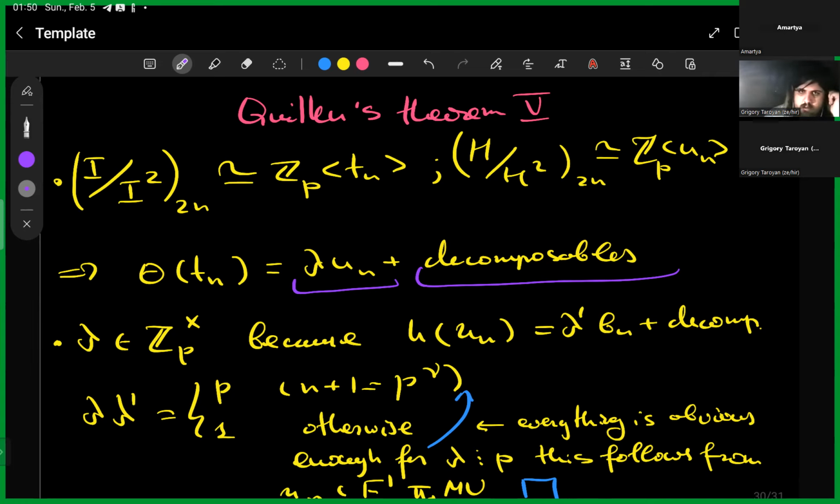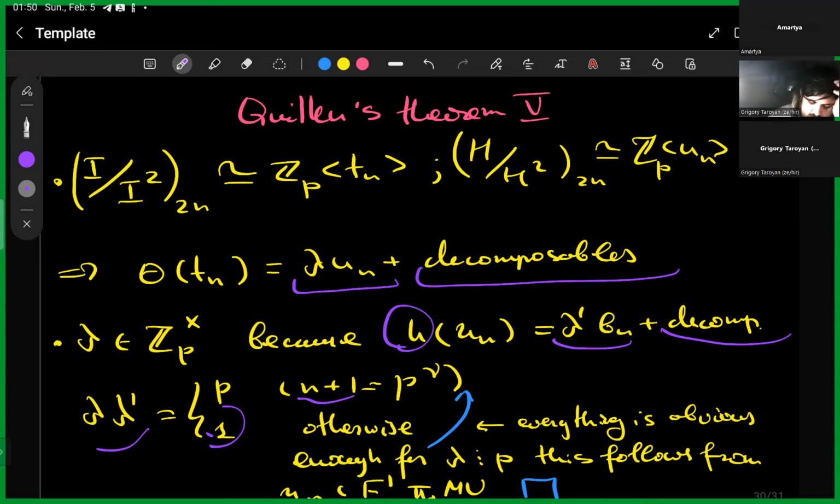And we know that if we apply H, the Hurewicz homomorphism, to Un, we obtain lambda prime Bn plus some decomposables. And by Lazard's theorem, we know that the composition either multiplies by p if the value of n is special, or by 1 otherwise. So in the second case, it is clear that lambda is a p-adic unit, and we basically constructed its inverse.